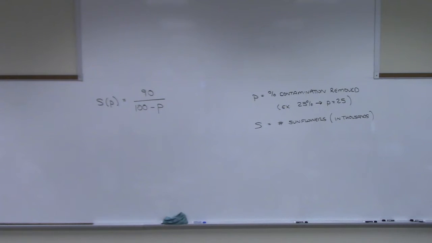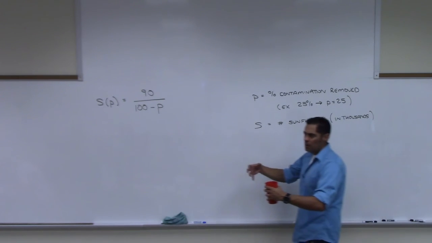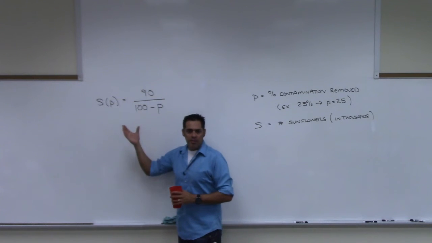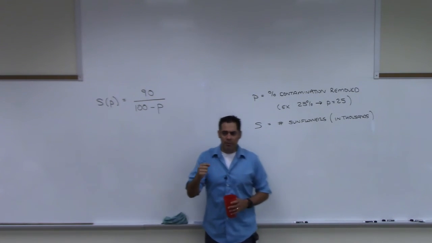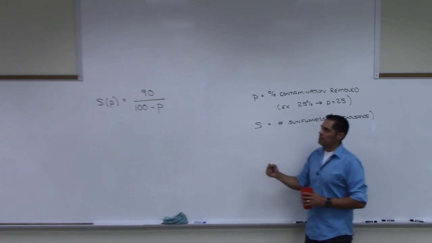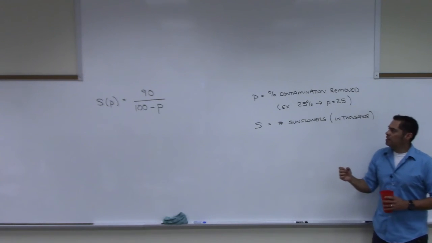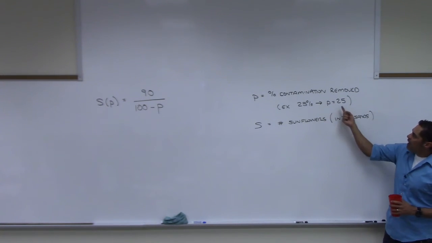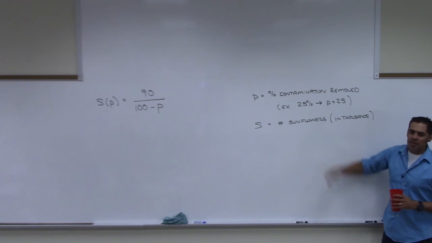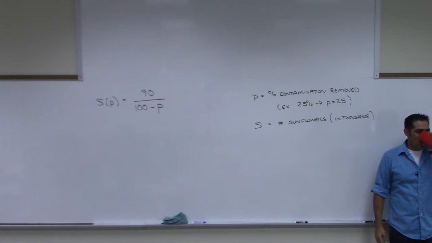All right. Let's see. Do y'all understand the problem, the way I read it? You have these contaminants in the soil. Okay, this is the model we're going to use. If we want to remove P% of the contaminants, then we're going to plug that P into that formula, and it's going to tell us how many sunflowers we'll need.